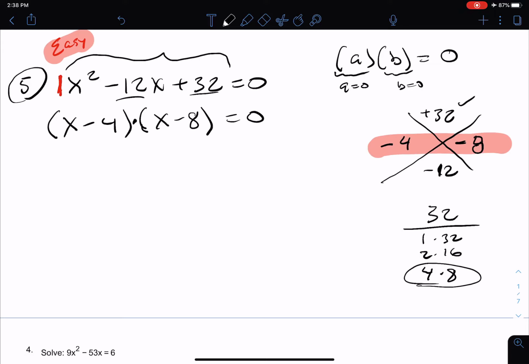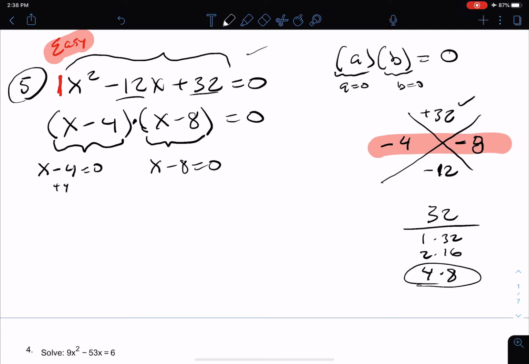We have the product of two factors equaling 0, and that's a powerful thing because now I can say for certain x minus 4 equals 0 or x minus 8 equals 0. Now look how easy my equations are. Instead of having that big nasty equation with a square and multiple places you have to put the variable, you've got this simple equation. How do you solve for it?